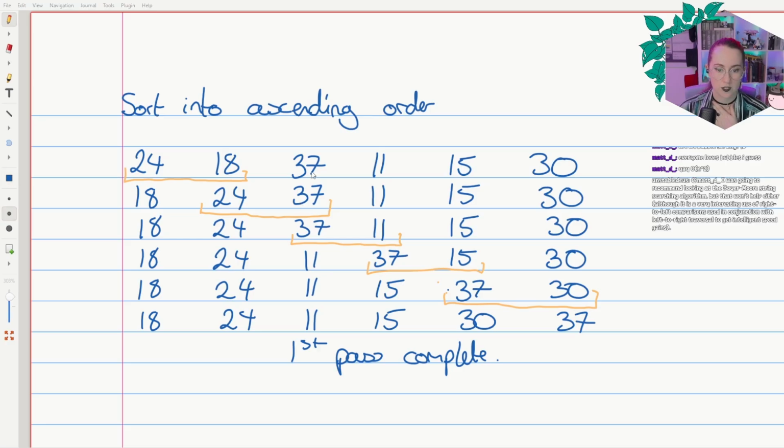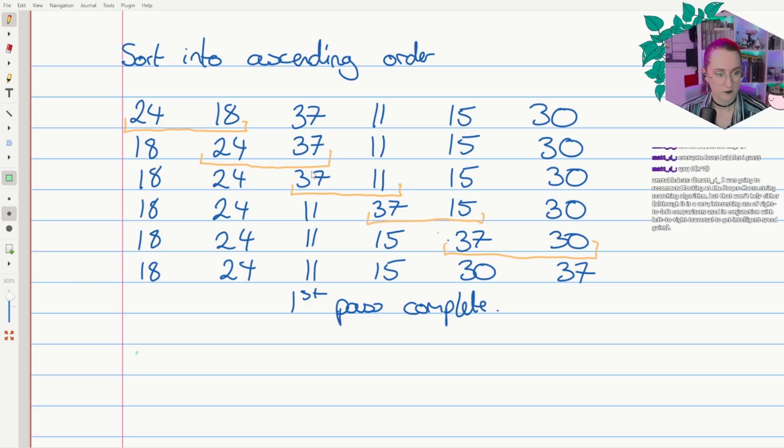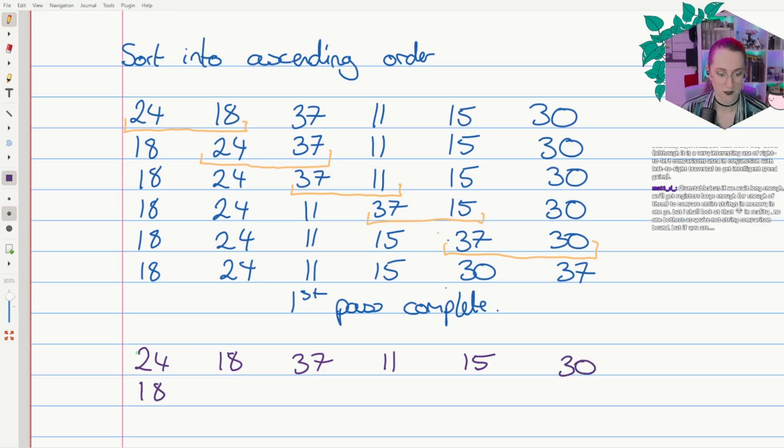is if we just look at where we started, the starting values were 24, 18, 37, 11, 15, and 30. And then at the end of the first pass, the numbers are 18, 24, 11, 15, 30, and 37. And what's happened is the bigger numbers have shifted to the right up till the next number bigger than it.